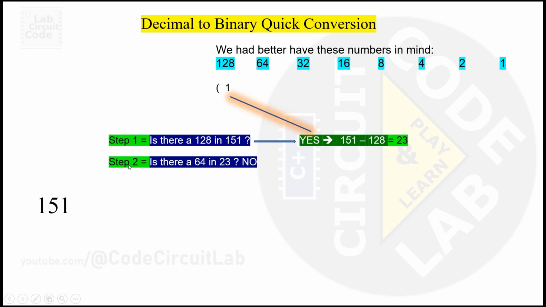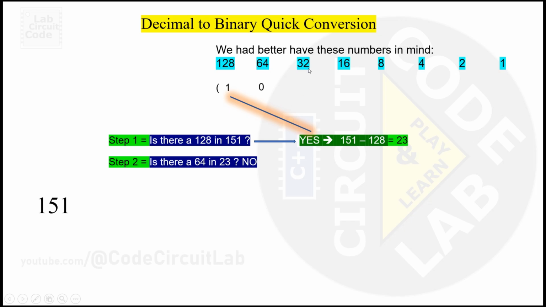Step 2. Is there a 64 in 23? And why 23? Because 151 minus 128 was 23. And we dealt with 128 and we subtracted it. Now we're left with 23. Is there a 64 in 23? The answer is no. We don't have a 64 in 23. So the bit related to 64 must be 0.